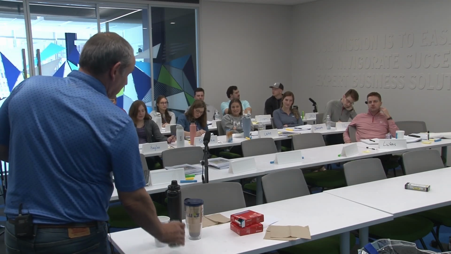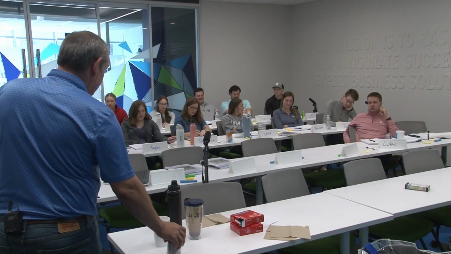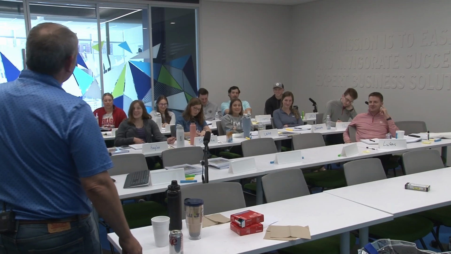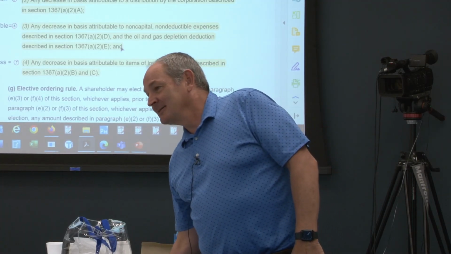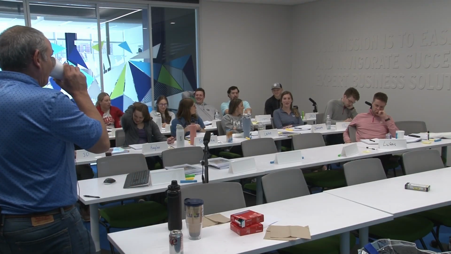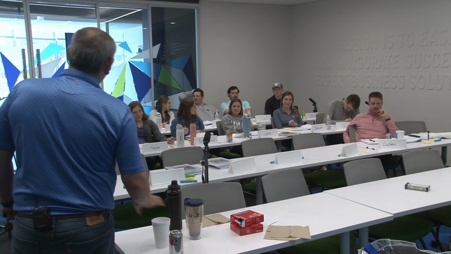What's the passive form? Isn't that 8552? The passive form starts with an 8, but the carryover is on a different form. For basis limitation it is 6198. For passive, it's 8552.